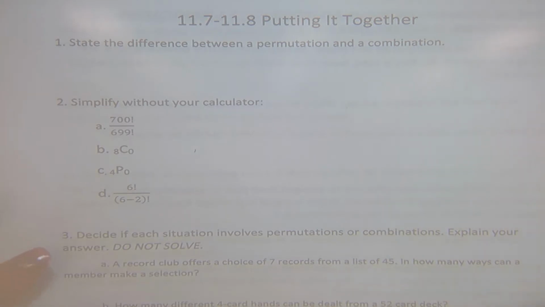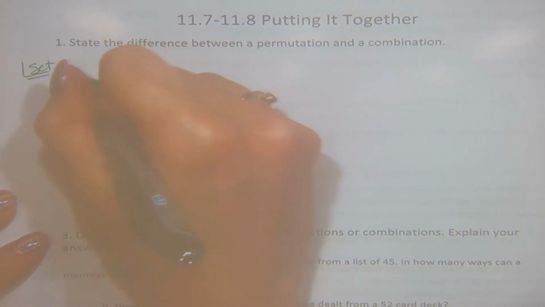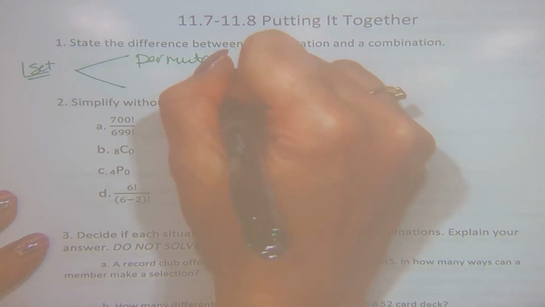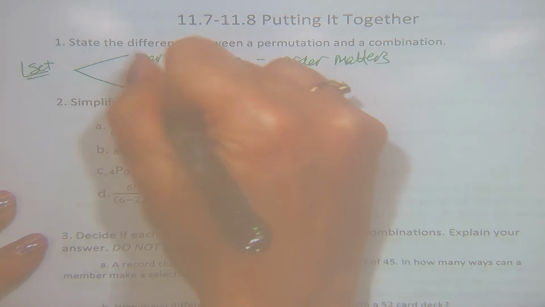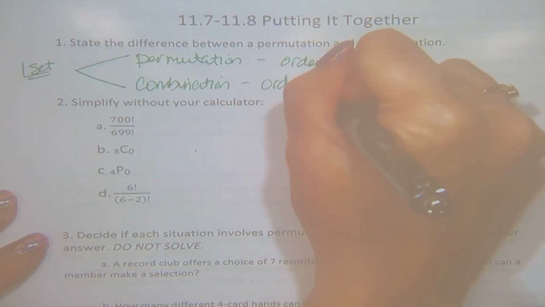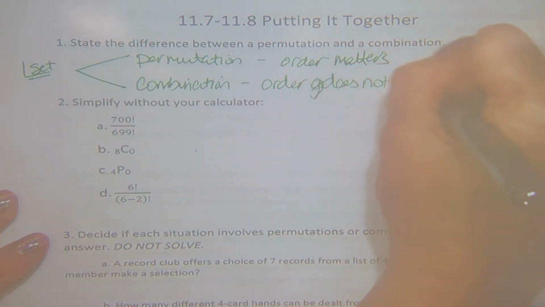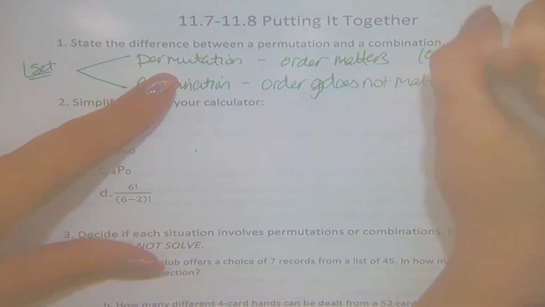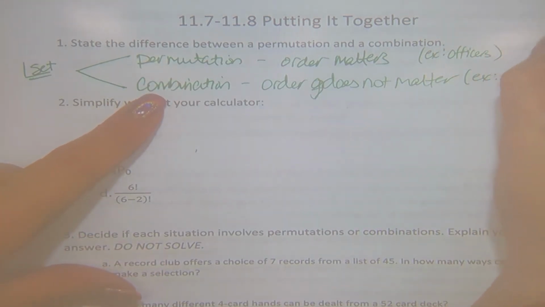The difference between a permutation and a combination. First of all, both of these are dealing with one set. That's not a difference. The difference is whether or not order matters. With a permutation, order matters. With a combination, order does not matter. Think about permutation as selecting officers, as an example. With a combination, I'm just picking a group or a committee.